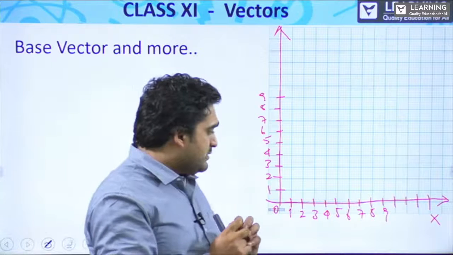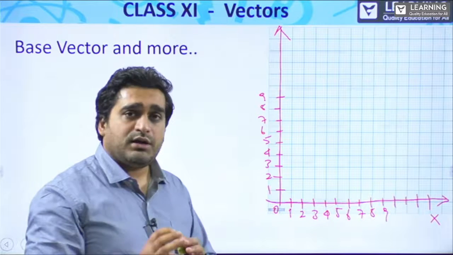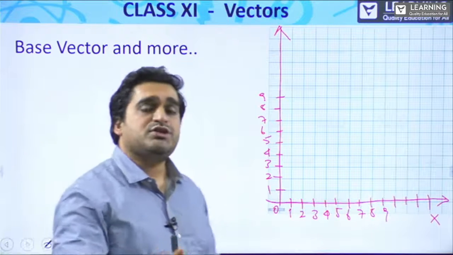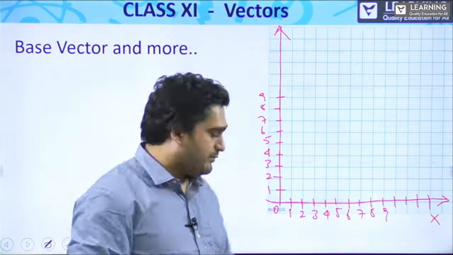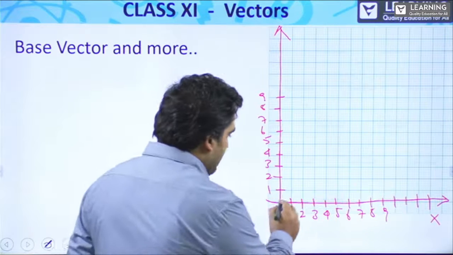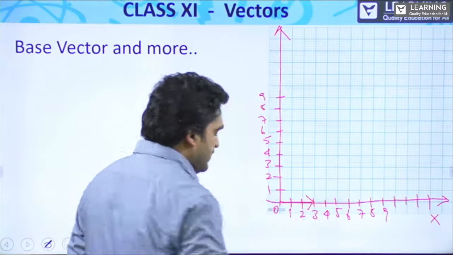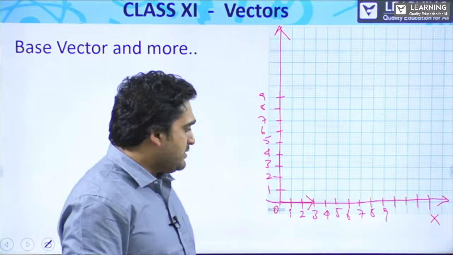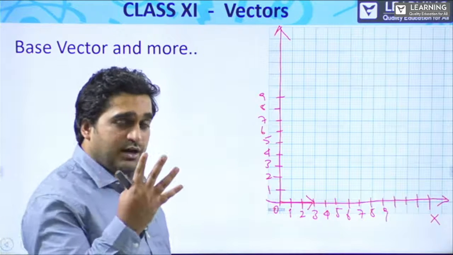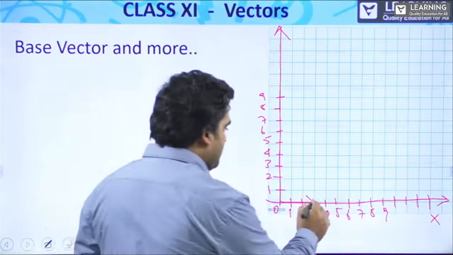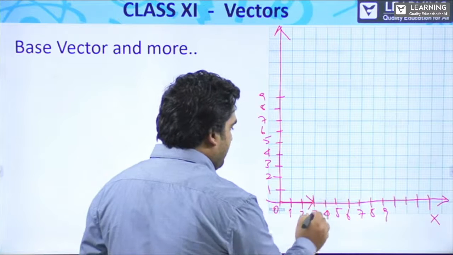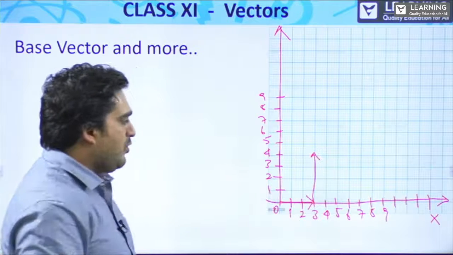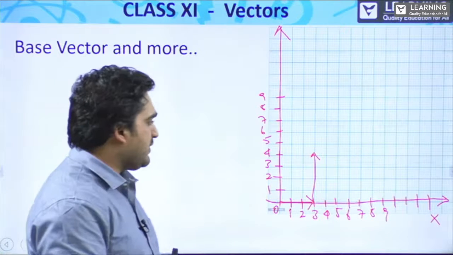Now let's suppose an object displaces from origin to position 3 along the x-axis. Okay, so you have one vector which is along the position 3. From position 3, it displaces 4 units along the y-axis. Alright, from position 3 along the x-axis, 4 units along the y-axis. What is the new position of the object?